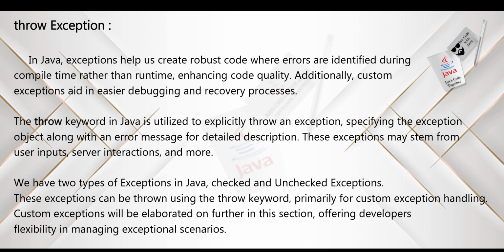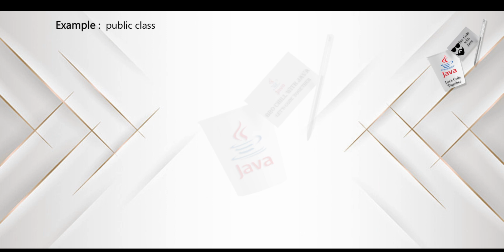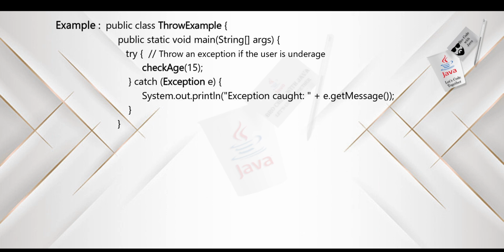We have two types of exceptions in Java: checked and unchecked exceptions. These exceptions can be thrown using the throw keyword, primarily for custom exception handling. Custom exceptions will be elaborated on further in this section, offering developers flexibility in managing exceptional scenarios. Simple example demonstrating how to throw an exception.